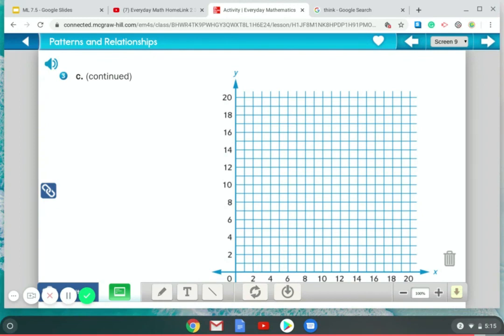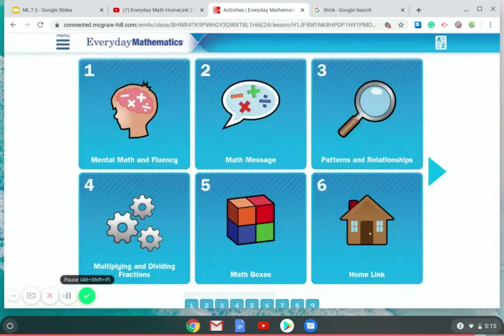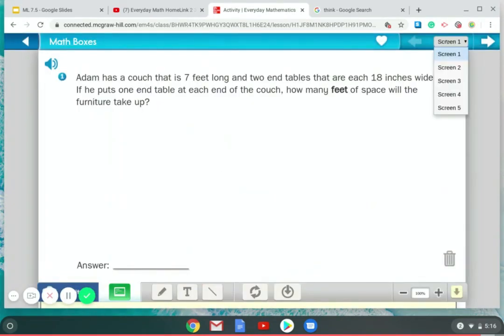Now, some other work that you could use to practice other math concepts. I'm first going to go out to my dashboard here. I can see 1, 2, 3, 4, 5, 6. And I'm going to look at the math boxes first. So I'm going to go ahead and click on the math boxes. Once I've done that, I can see that there are 5 different slides that correspond to the math boxes from lesson 7.10.